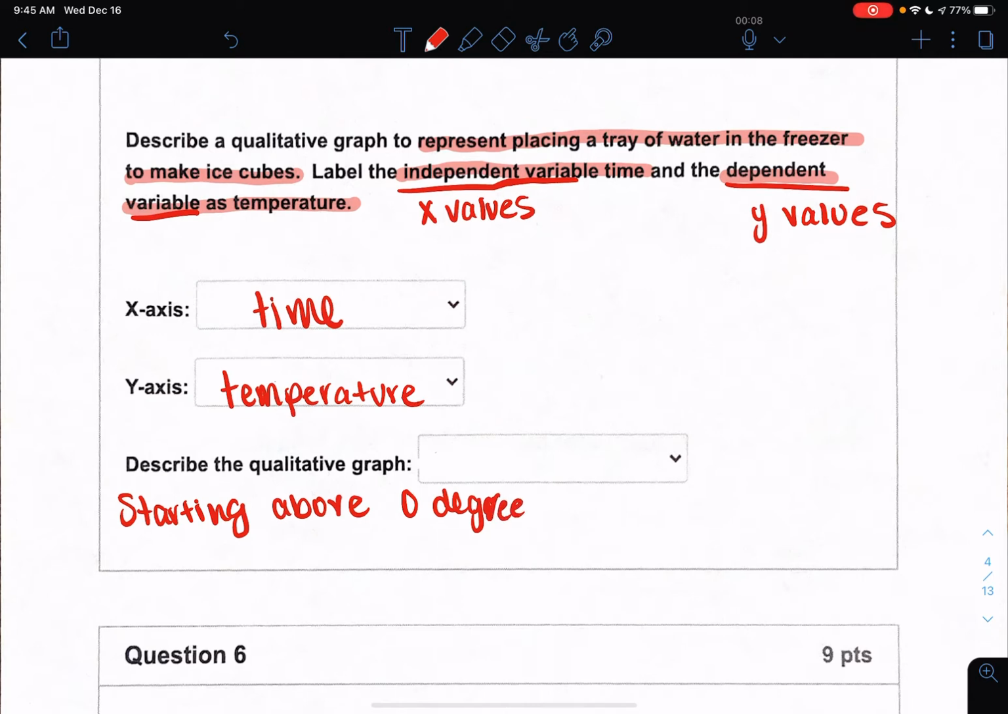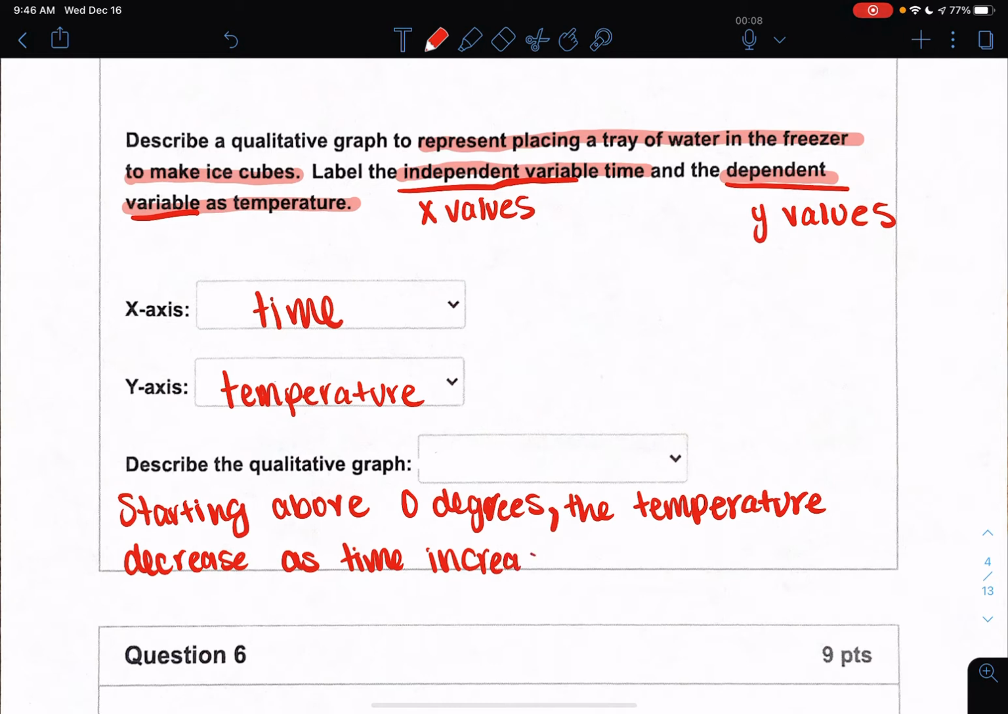okay, we have to figure out, is our temperature increasing or decreasing when we put it into the freezer, okay? When you put room temperature water in the freezer and it's trying to get frozen, your temperature decreases as time increases, because as the time goes by, the temperature is getting lower of that water, okay?